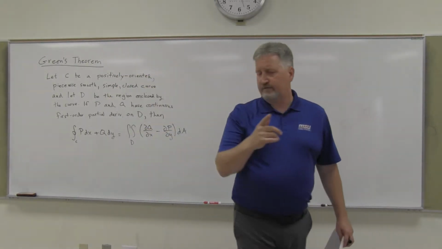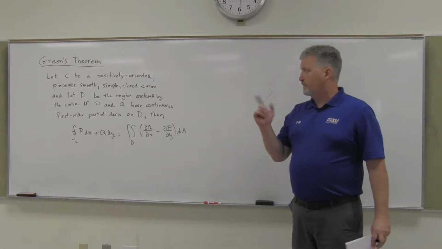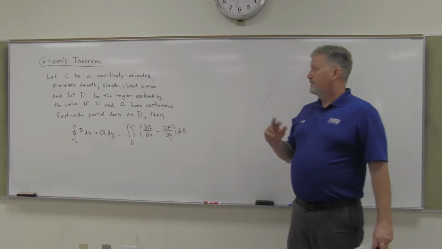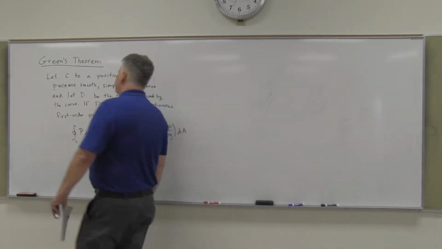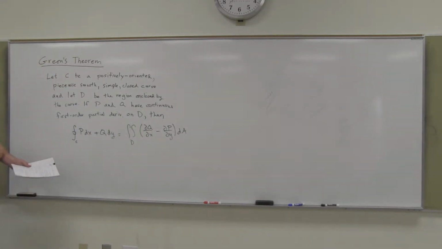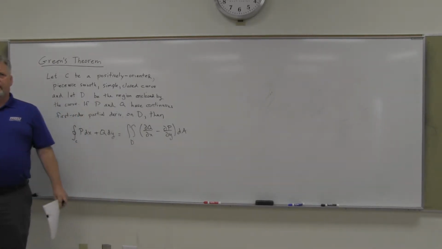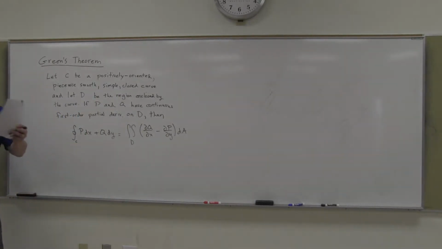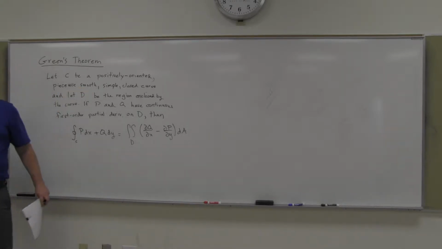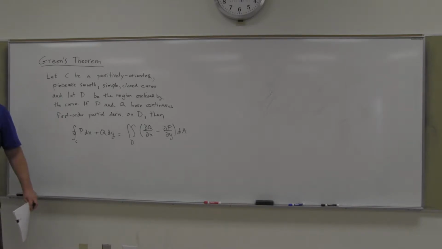So C is a simple closed curve, piecewise smooth. We talked about simple and closed last time. Closed is hopefully obvious to you: it starts at one point and then finishes at the same point, same initial, same terminal. Simple just means it's not crossing itself, doesn't intersect itself. So we talked about those, and piecewise smooth.